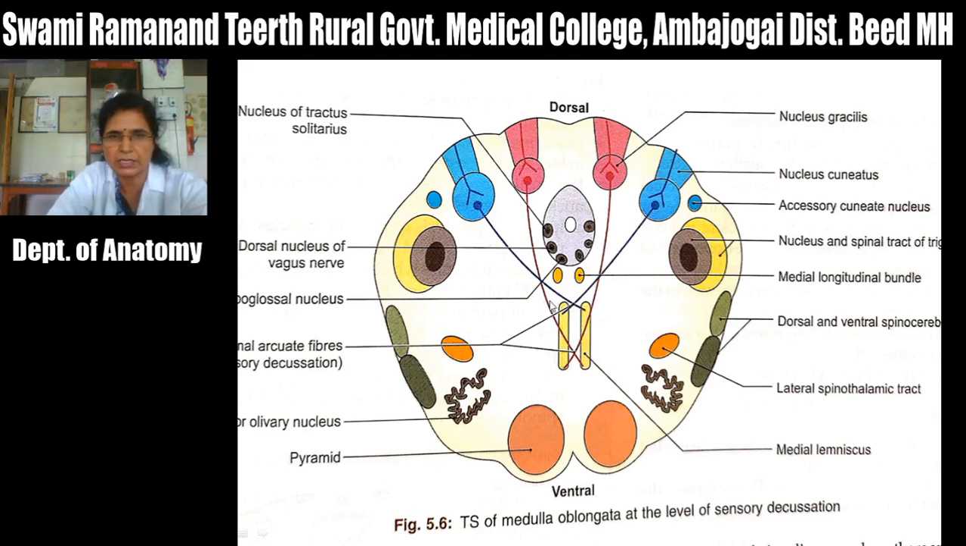proprioceptive sensations, then 2-point discrimination, sensation of vibration. Then posterior to this medial lemniscus, there is the medial longitudinal bundle. Then posterior to it there is the central gray matter, and in this there is the appearance of some nuclei: medially there is the hypoglossal nucleus. Then lateral to this there is the dorsal nucleus of vagus, and dorsally, the nucleus of tractus solitarius. So this is about the structures in the median part.